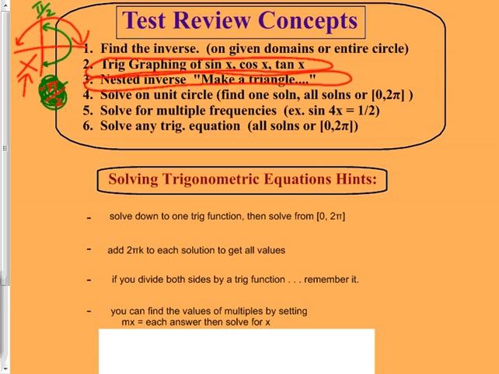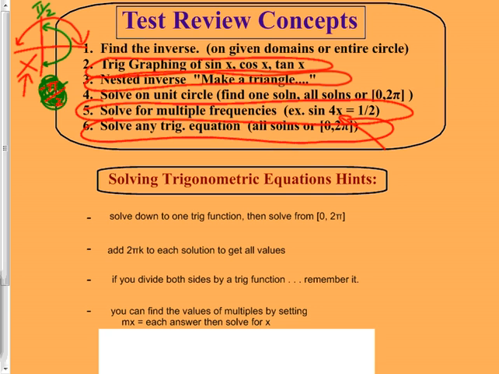All right, next topic. Solve for multiple frequencies. Basically, that means, do you get how that 4x, I taught you to use a what? A U substitution to solve that kind. The next one, solving any trig equation, which means, do you know the difference between all solutions or 0 to 2 pi? What's the main thing on all solutions? You got to remember to put plus 2 pi n.